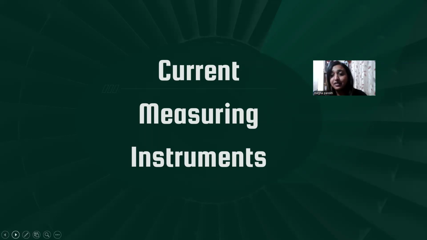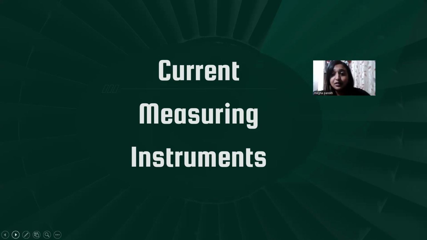Hello friends, in the previous lecture we have seen errors in instruments. We have gone through random error, systematic error, instrumentation error, instrumental error and how to eliminate errors. And in today's lecture we are going to see the current measuring instrument, and also we are going to understand what is a PMMC instrument.